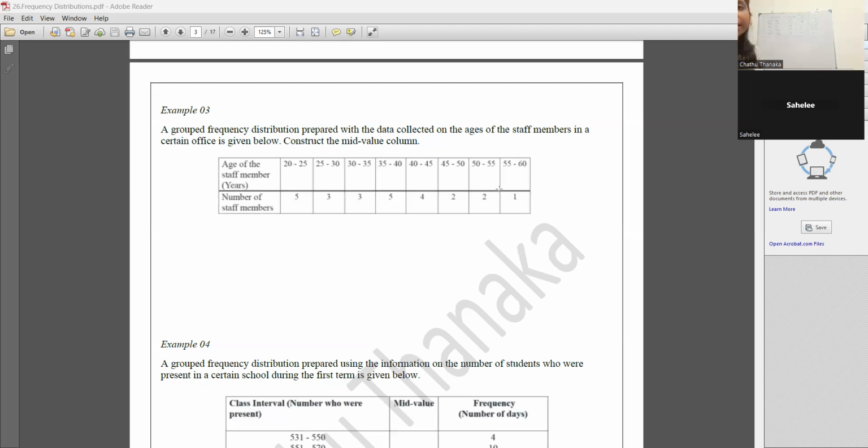Then after completing the fx column, the next thing you have to do is get the sum of the frequency column and the fx column. For that, you can draw another box after the fx column and also the frequency column like this.